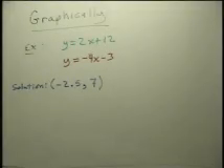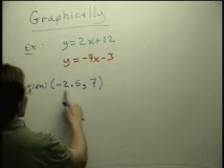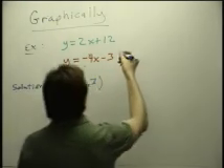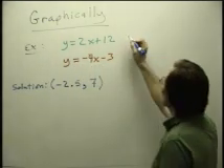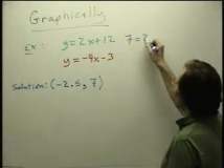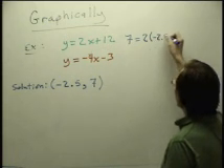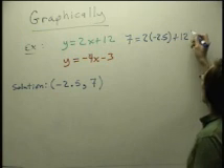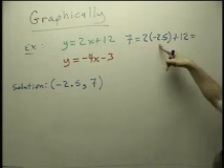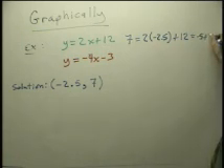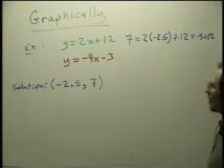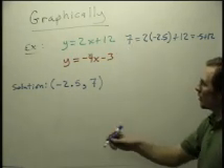Let's just verify algebraically that this solution is correct. The solution we found was negative 2.5, 7. If we substitute those values into the first equation, then we see 7 equals 2 times negative 2.5 plus 12, which ends up being negative 5 plus 12. Negative 5 plus 12 is 7. So that confirms that it's a solution of the first equation.